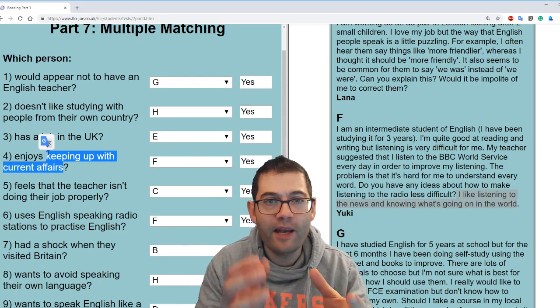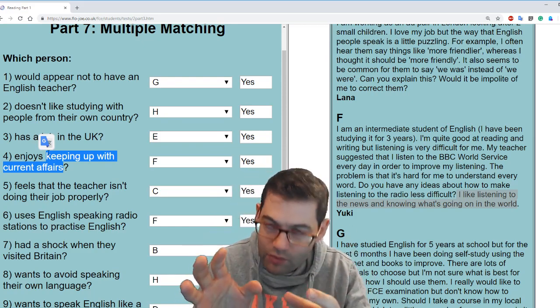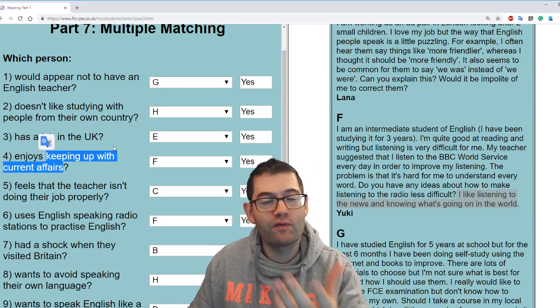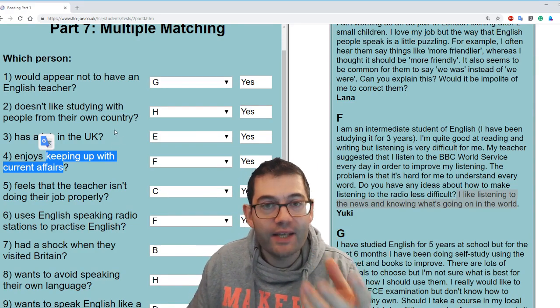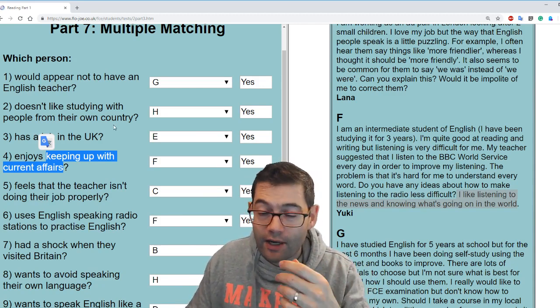So if you're not familiar with that vocabulary link, current affairs and current news, make sure you're familiar with it now. And that's a nice expression for your speaking and writing as well. I like to keep up to date, or I like to keep up with current affairs.